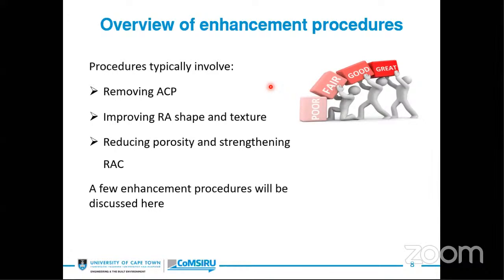Typically, enhancement techniques involve the following procedures: the removing of attached cement paste, the improving of the recycled aggregate shape, that is general morphology, reducing elongation, reducing angularity, and also improving on the rough texture. Then it will also involve reducing the porosity and strengthening the bond in the recycled aggregate concrete. A few of these enhancement procedures will be discussed here.